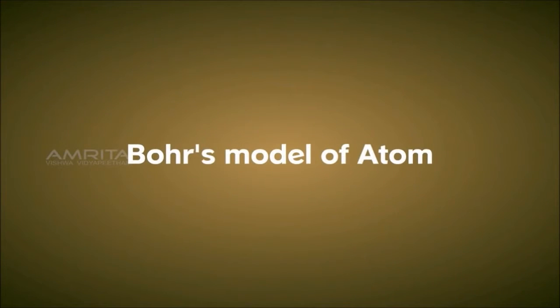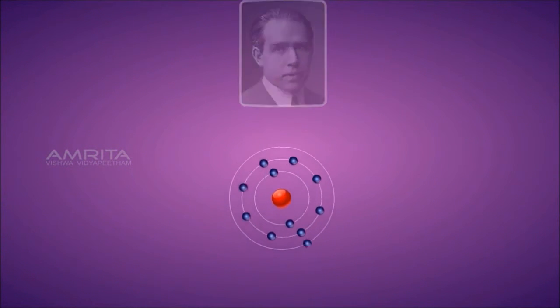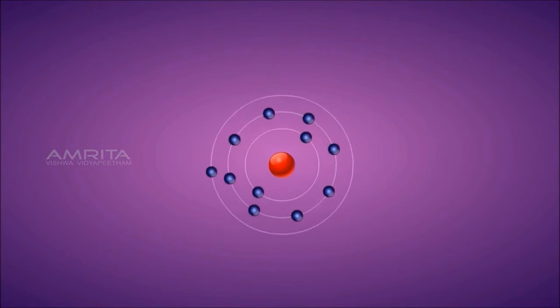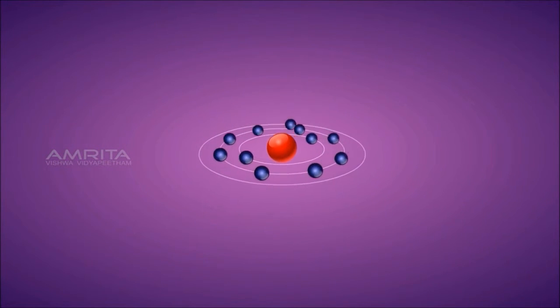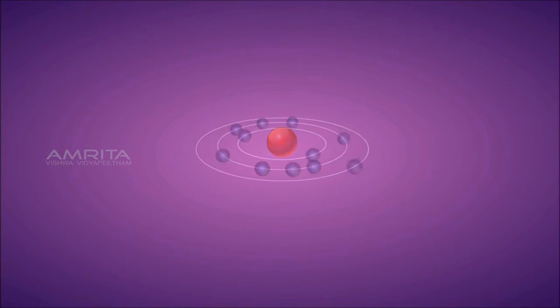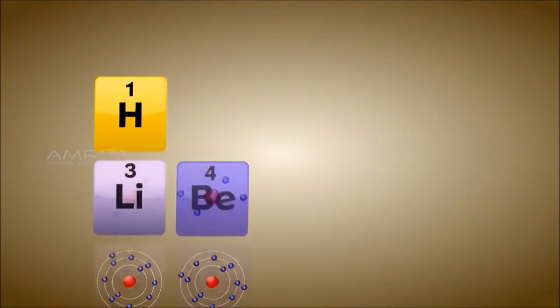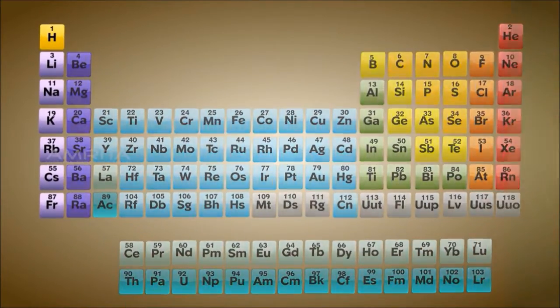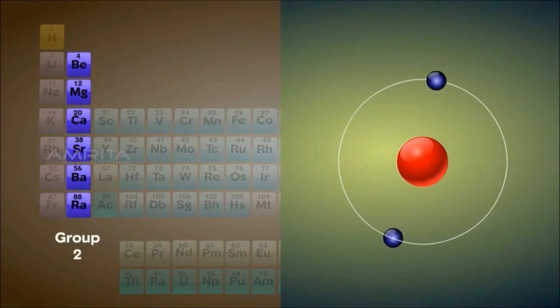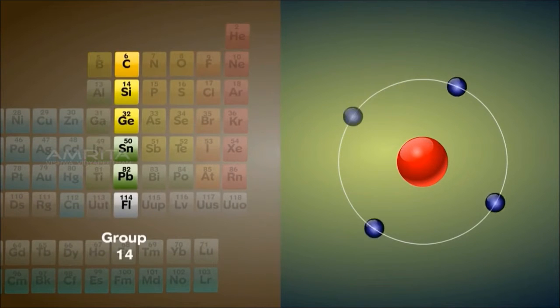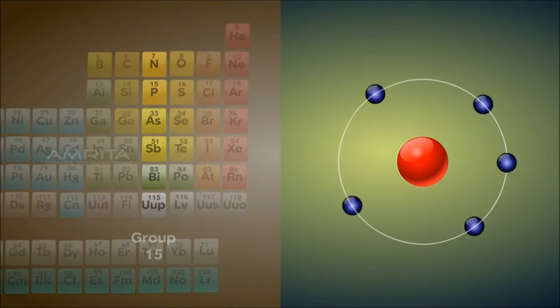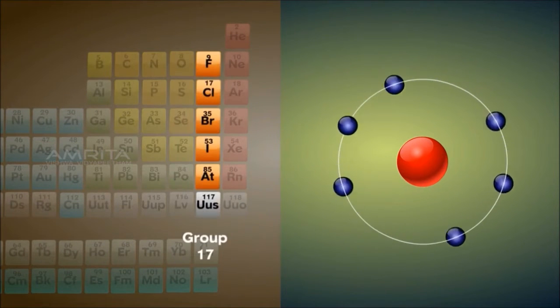In the topic of Bohr's model of atoms, Niels Bohr in 1915 said that electrons revolve around the nucleus in specific orbits, and these orbits are associated with definite energy, which are energy levels or shells. The formula for the maximum number of electrons in each shell is 2n squared. Using the periodic table, he also proposed that the number of electrons that can be filled in the outermost level is 8.